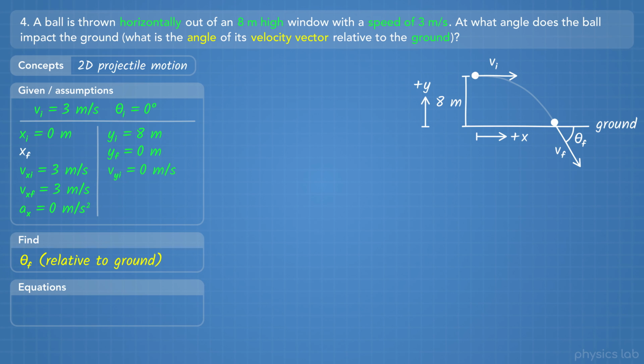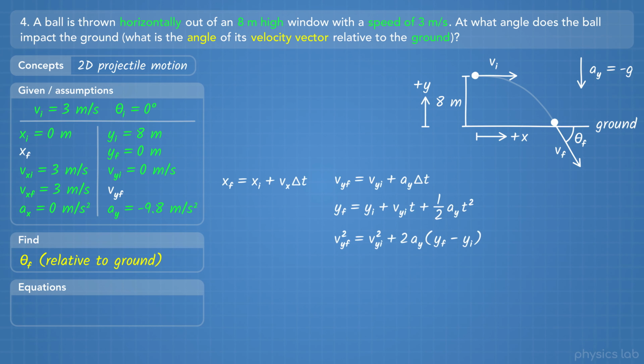The initial y velocity is 0 meters per second because the initial velocity vector does not have a y component. We don't know the final y velocity, but we know the y acceleration is negative g, negative 9.8 meters per second squared. Now that we have everything set up, which equations can we use to solve this?